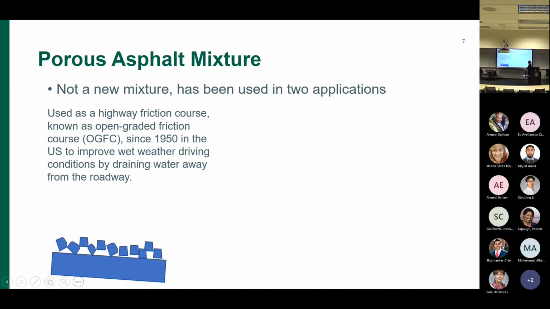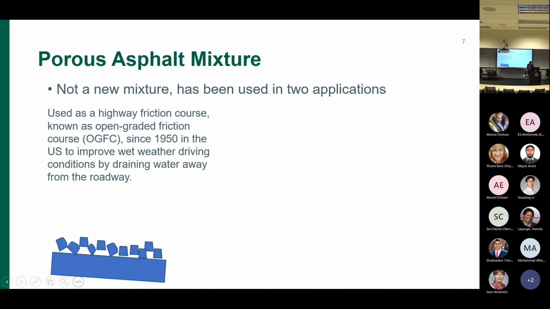Okay. So these three gradations are commonly used in asphalt mixtures for pavement construction. Now, the porous asphalt mixture uses an open gradation. It is not a new mix. It has been used for several decades, and it has mainly been used in two applications. First is commonly used as a high friction course, known as the OGFC, open graded friction course. That has been used since the 1950s in the United States mainly to improve the wet weather friction, to reduce hydroplaning during rain, and to reduce the water film thickness on the surface of the pavement.